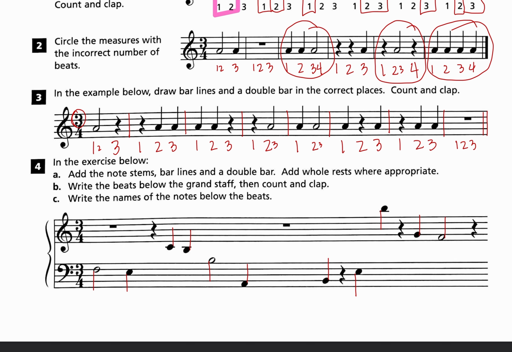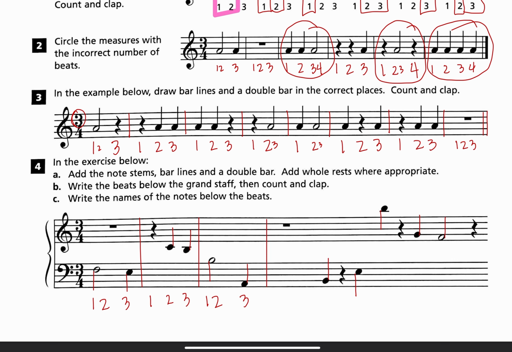Next, it wants bar lines. So every 3 beats, we're going to need to draw a bar line. So here we have 1, 2, 3, bar line. And remember that whole rest gets 3 beats in 3/4 time. 1, 2, 3, bar line. Oh, it wants these counts below the grand staff. If you didn't put them in the right place, I don't really care. It's fine. But I am going to fix it so it's easier to read. 1, 2, 3, 1, 2, 3, 1, 2, 3, bar line.